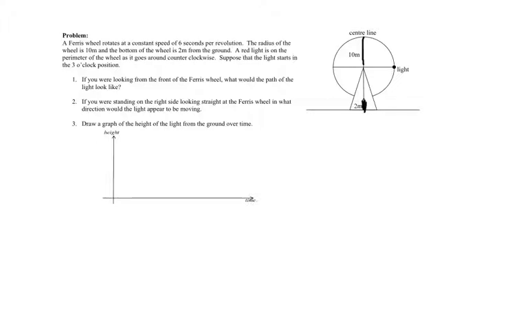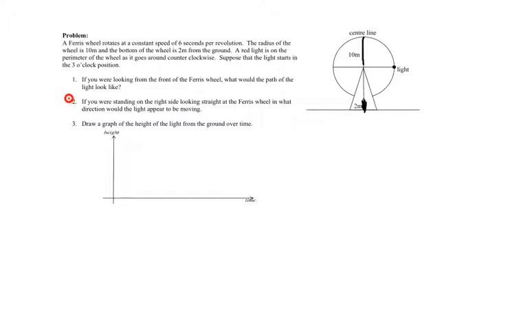And we've got a red light that's on the outside. And so it's going to be going around as the Ferris wheel spins, counterclockwise, spinning around this way. So now imagine that you're looking from the front of the Ferris wheel. So you're standing here looking at it. What does the path look like as the light goes around? So go ahead and think about that, answer that.